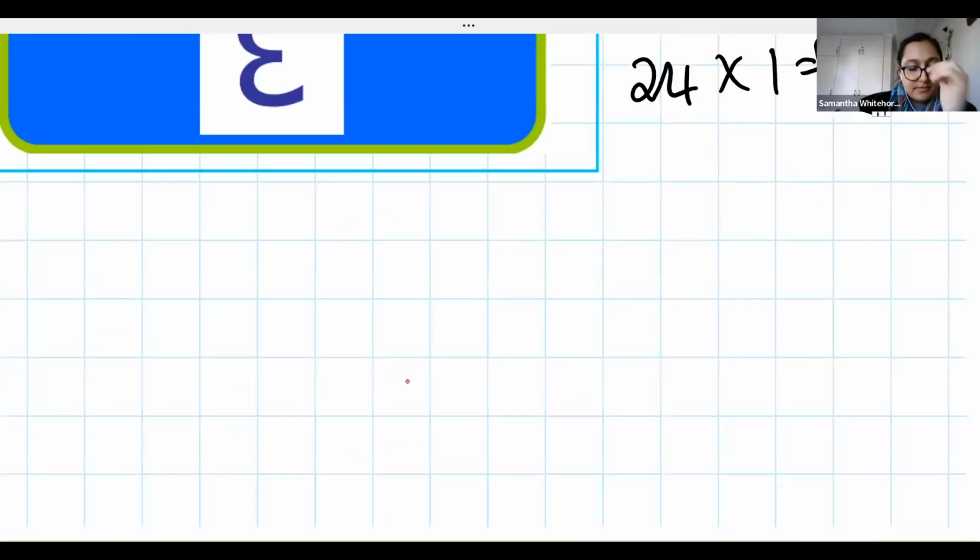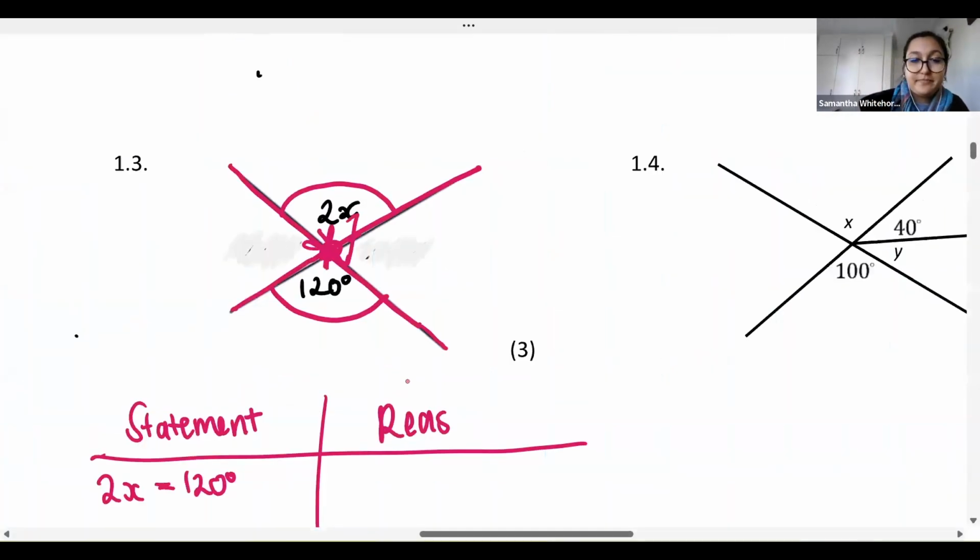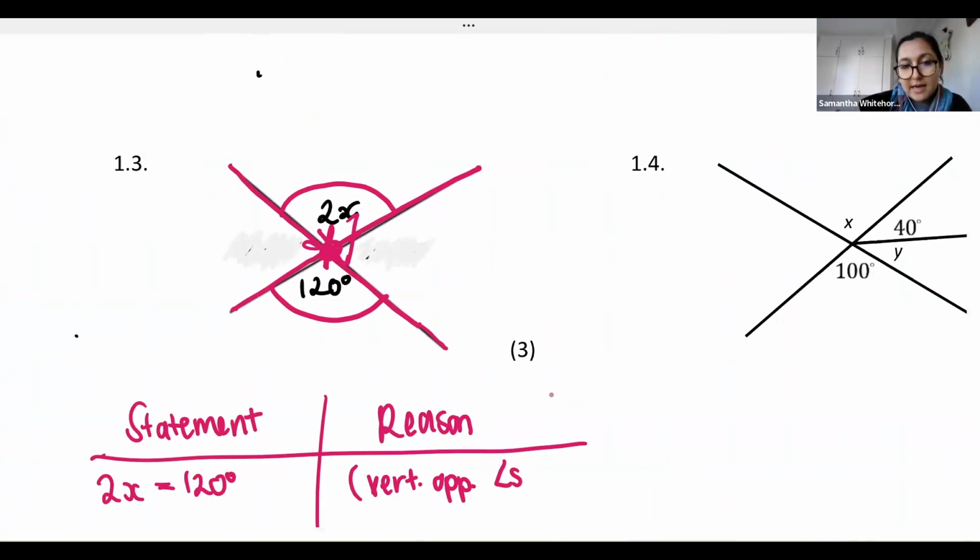And I can now give the reason: vertically opposite angles. Vert op angles. Remember that little L thing, angles are equal.